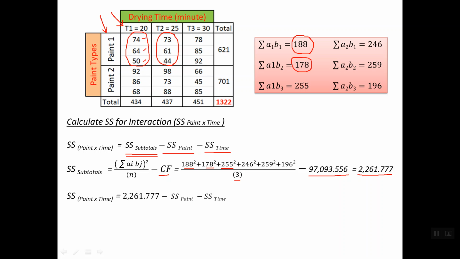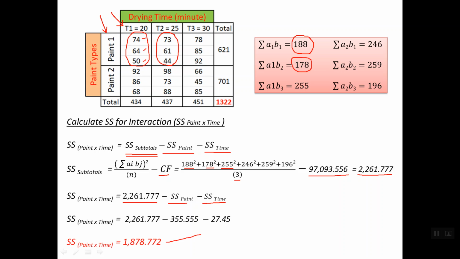So now simply you can calculate the SS of the interaction. This is the SS for the subtotals. We should subtract the SS for the paints and the time. You will get the last value of the SS for the interaction. It is simply 1878.772.